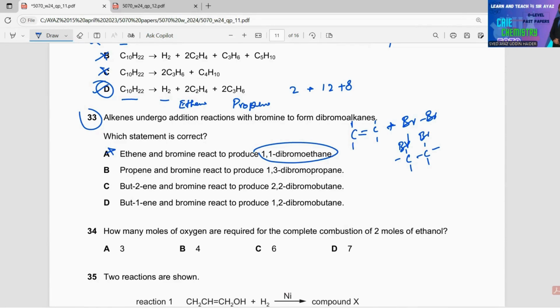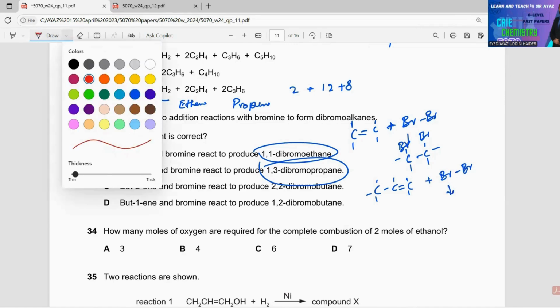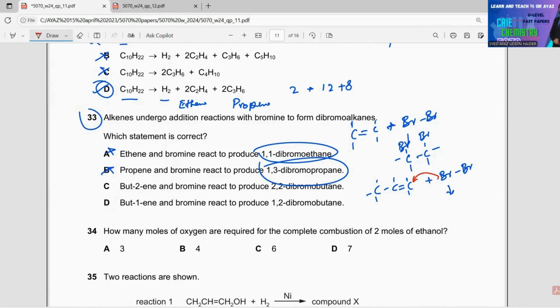What about B? Propene and bromine react to produce 1,3-dibromopropane. This is also incorrect. You can have 1,2-dibromopropane. You can't have 1,3-dibromopropane. This is propene. You see, this is bromine. And if you react with 1 molecule of bromine, 1 bromine will get attached to this carbon, the 2nd bromine will get attached to this carbon. So the product must be 1,2-dibromopropane. You can't get 1,3-dibromopropane. So this is also incorrect.